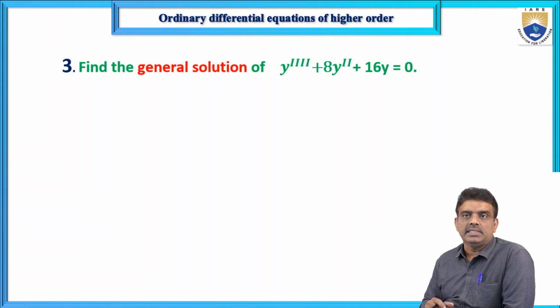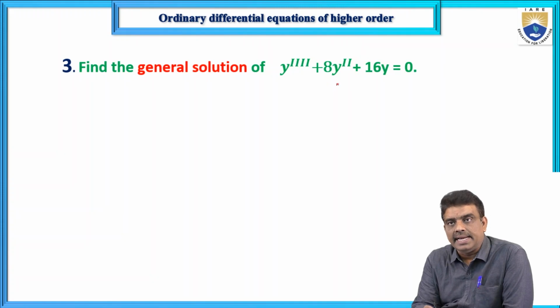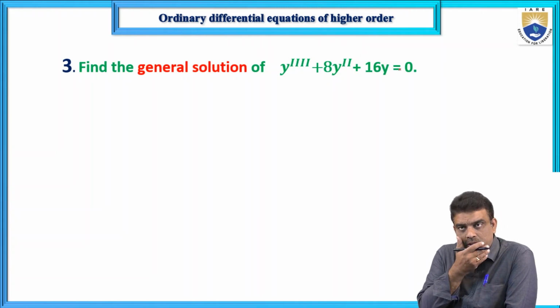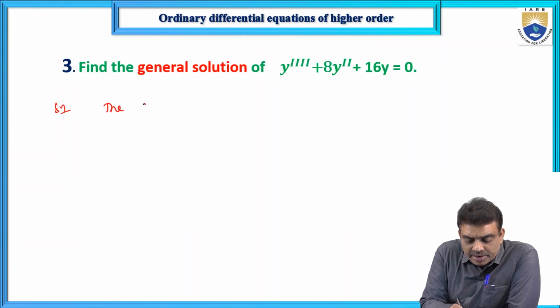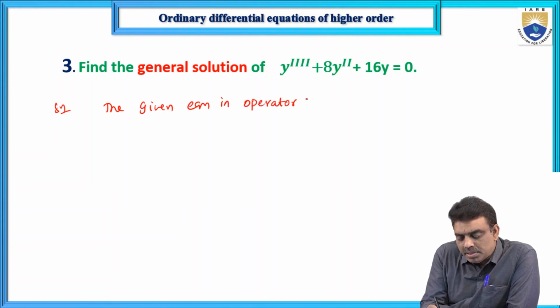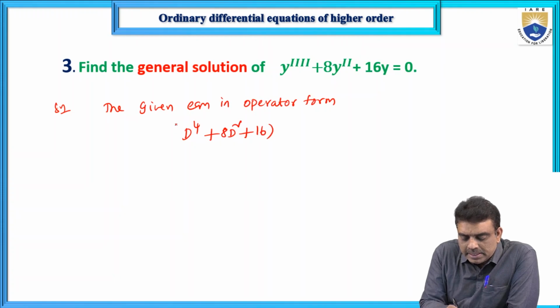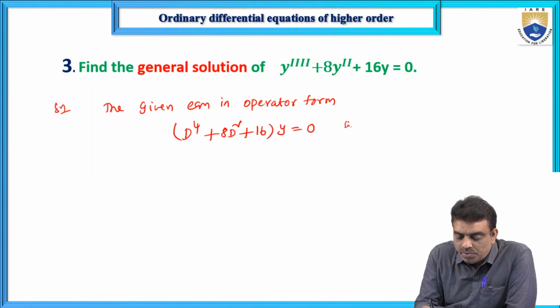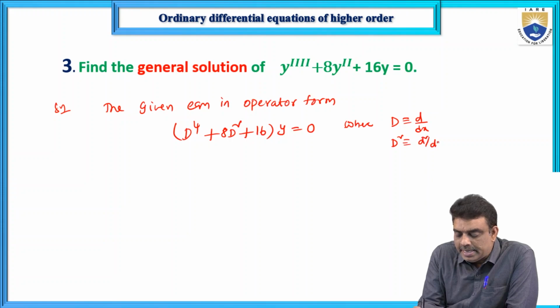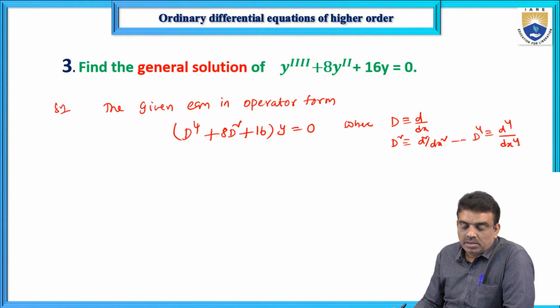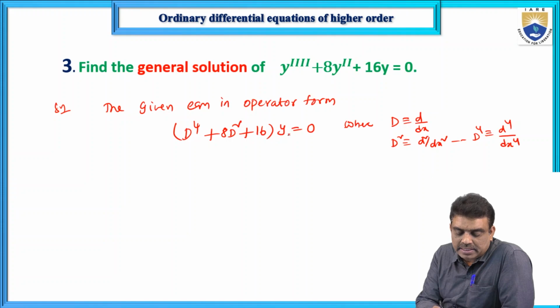Problem number 3. Find the general solution of y fourth derivative plus 8y double dash plus 16y is equal to 0. Solution. The given equation in operator form is d power 4 plus 8d square plus 16 of y is equal to 0, where d is d by dx and d square is d square by dx square, and so on, and d power 4 is d power 4 by dx power 4. Here y fourth derivative means d4 by dx power 4, or I can write d power 4 plus 8d square plus 16 of y is equal to 0.